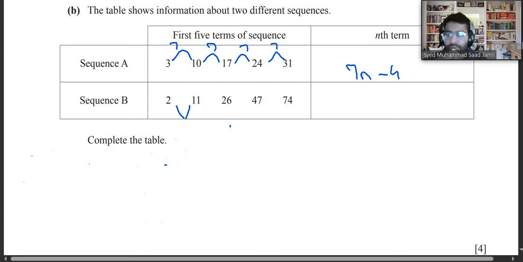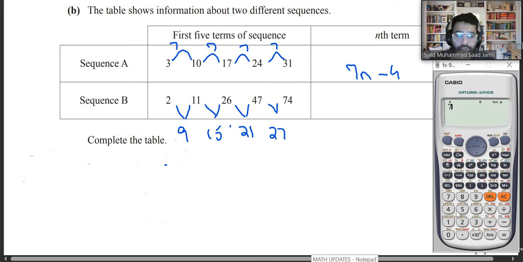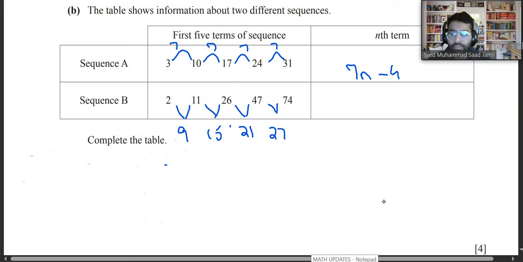11 minus 2, that's 9. Then we have 26 minus 11, that's 15. Then we have 47 minus 26, that's 21. And then we have 74 minus 47, that's 27. Let me cross check the last one again. 74 minus 47. Yeah. Now guys, the difference is not the same. So we will take the difference once again.